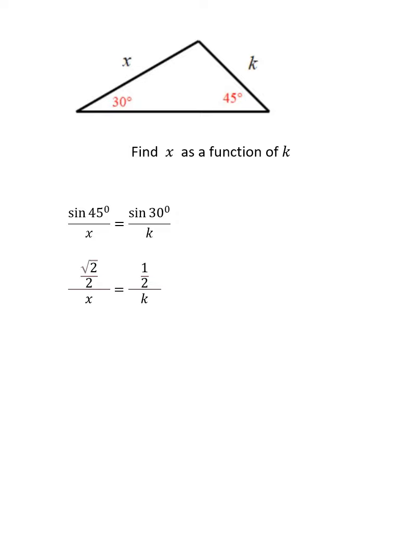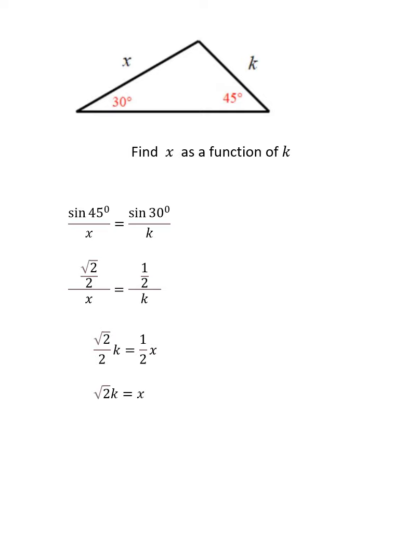The next thing I decided to do is cross multiply. Here's the result. Hit pause if you need more time. The next thing I decided to do to simplify the equation is to multiply both sides by 2. And when I multiplied both sides by 2, lo and behold, I got the result that I wanted. Notice at the top of the screen, it tells us to find x as a function of k. That's precisely what I've done in the bottom equation. I found x in terms of k.